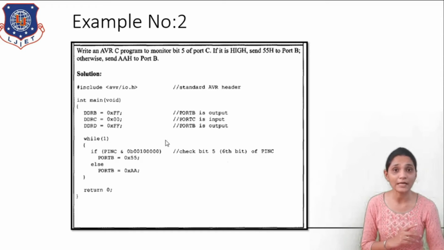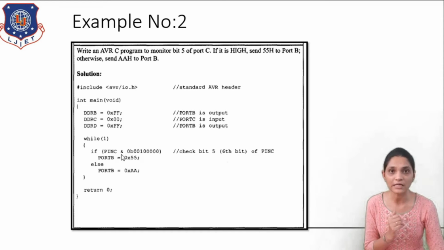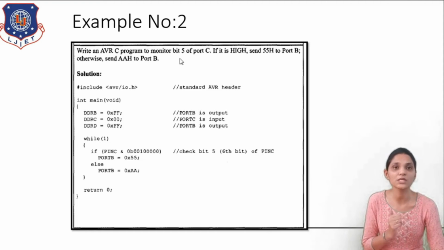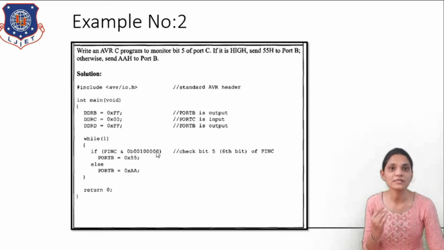And we are doing the ANDing operation of that content with the bit pattern where you have only 1 at the position which we require. If you do the ANDing operation, you will get the result as the position of that bit, that is your port C's bit. If it is 0, then your result will be 0. If it is 1, your result will be 1. Depending upon that, your condition will be fulfilled.